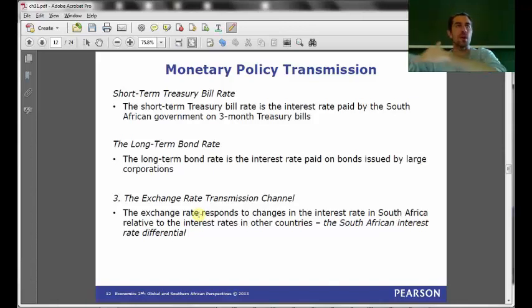You want to buy South African bonds? If you're in the US, for example, you take your US dollars, you have to buy South African rands in order to purchase the bonds. Okay? But we'll talk about it tomorrow.